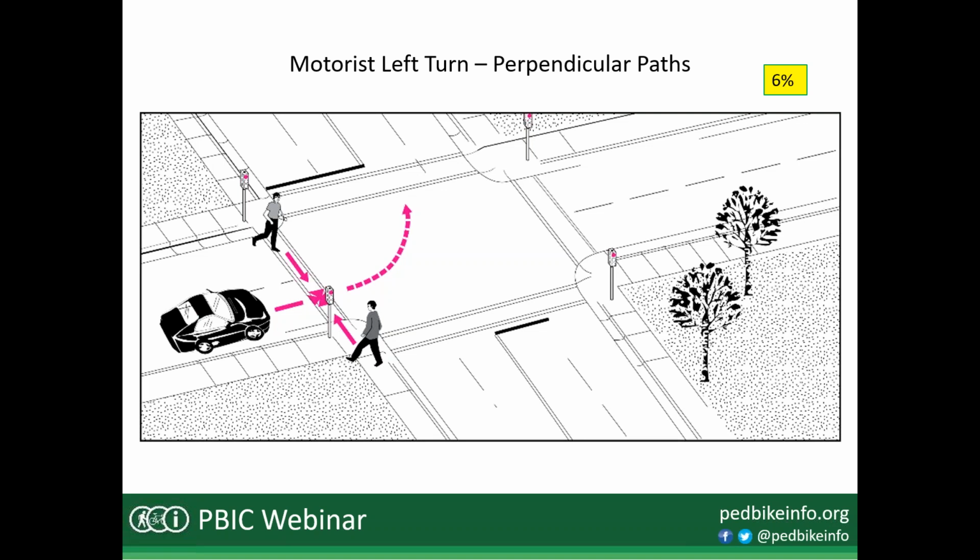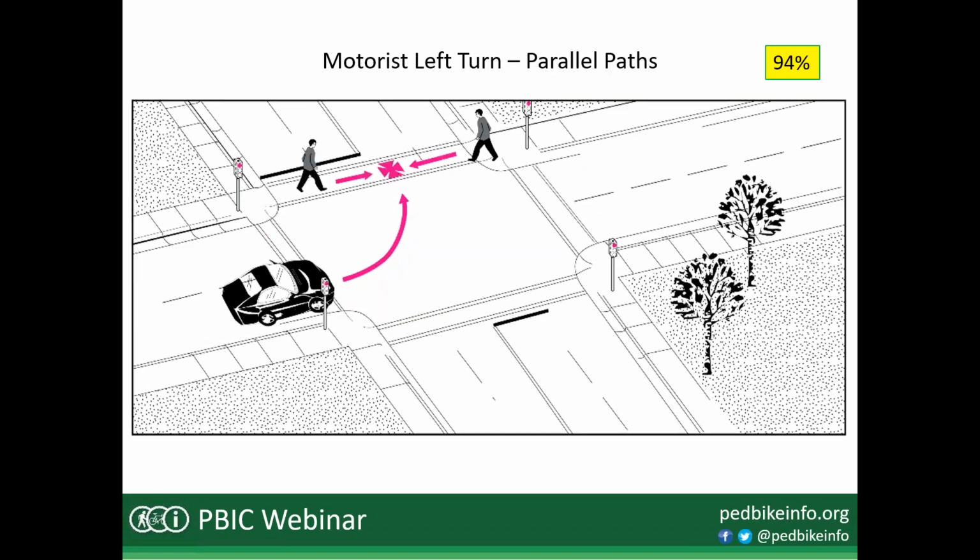And this is what it looks like. This is the perpendicular path type that we were talking about. So the pedestrians can be coming from either the motorist's right side or left side as the motorist is approaching the intersection and preparing for their left turn. The pedestrian may be violating traffic control. There may not be any control at the location, or there could be a stop sign. But for whatever reason, there's a conflict there, and that's about 6% of these types of crashes.